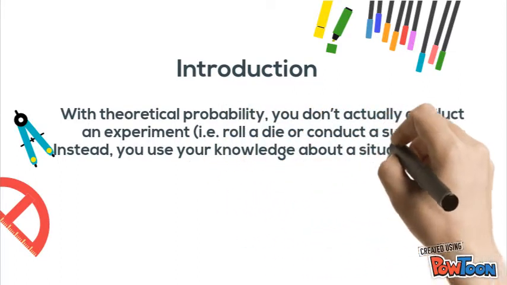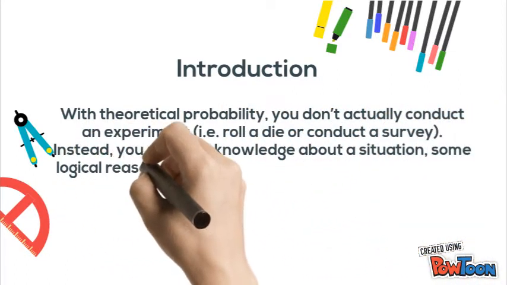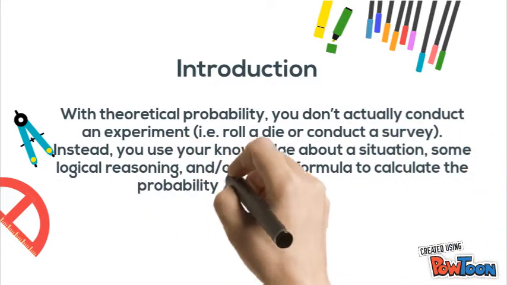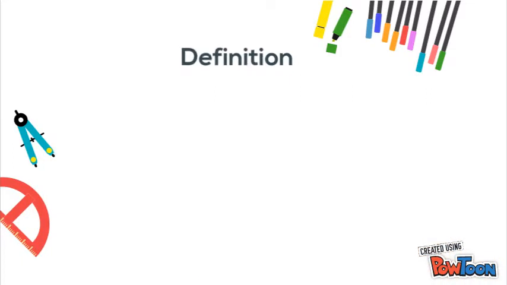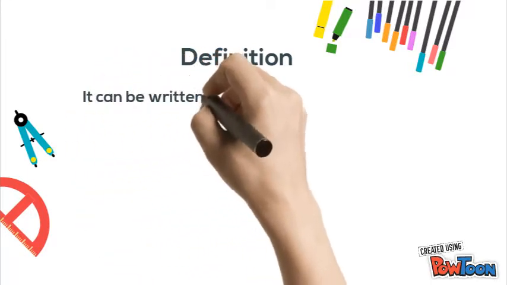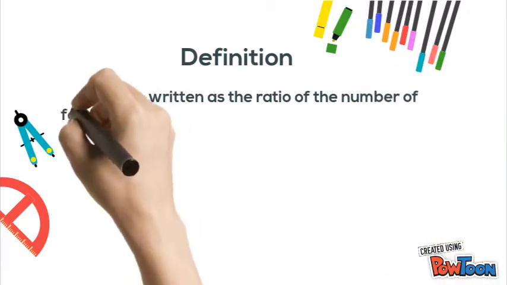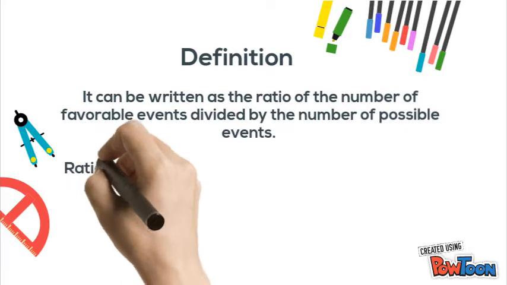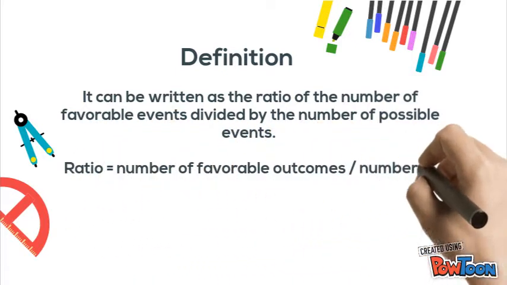Instead, you use your knowledge about a situation, some logical reasoning, and/or a known formula to calculate the probability of an event happening. Definition: it can be written as the ratio of the number of favorable events divided by the number of possible events. Ratio equals number of favorable outcomes over number of possible outcomes.